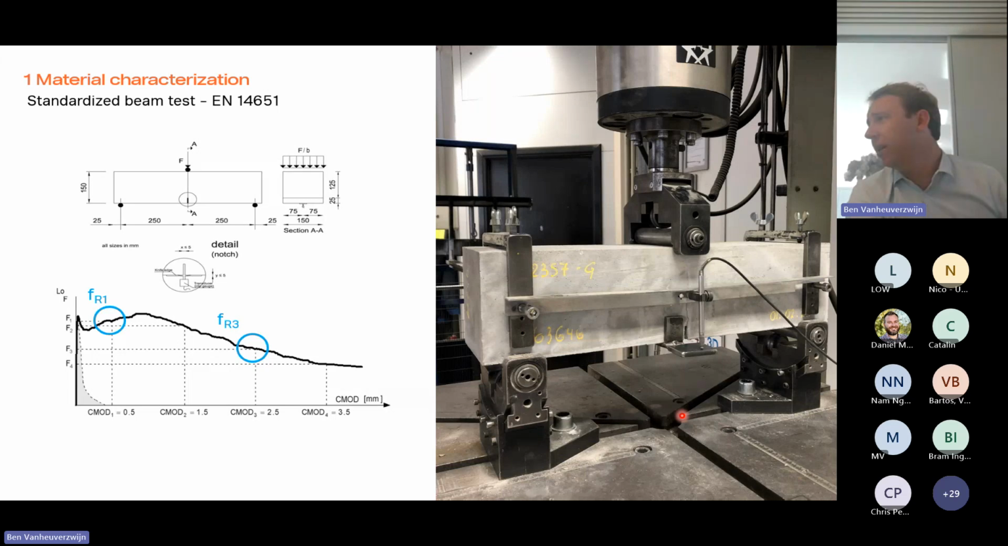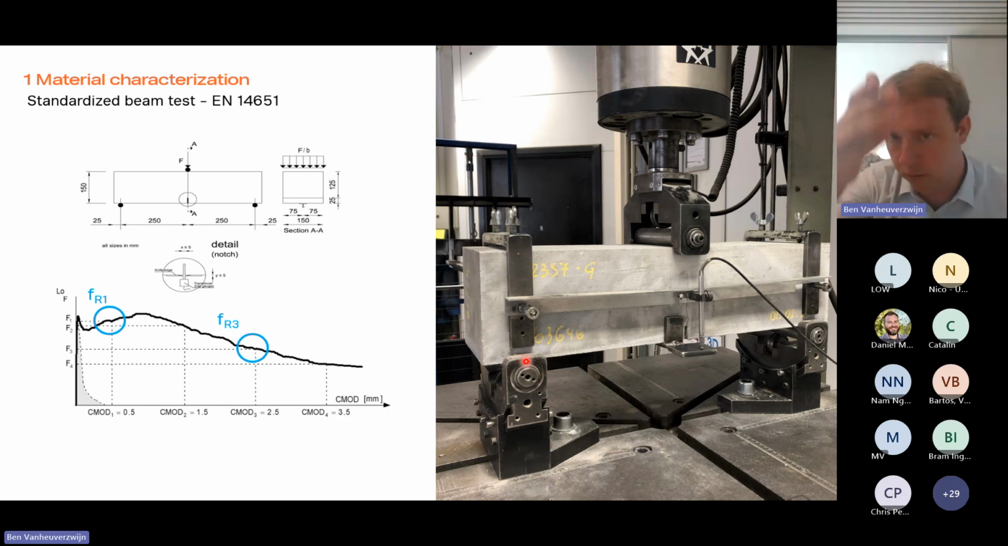For us in Europe, and I think most people here in the session are in Europe, the most used way of testing is with the EN beam, the EN 14651, which is basically a 3-point bending test. So a 3-point bending test with a span of 500 millimeter, section 15 by 15 centimeter. And you make a saw cut in the middle, a notch, to make sure that you have a crack exactly in the middle, as we have a triangular shape of the occurring bending moments.